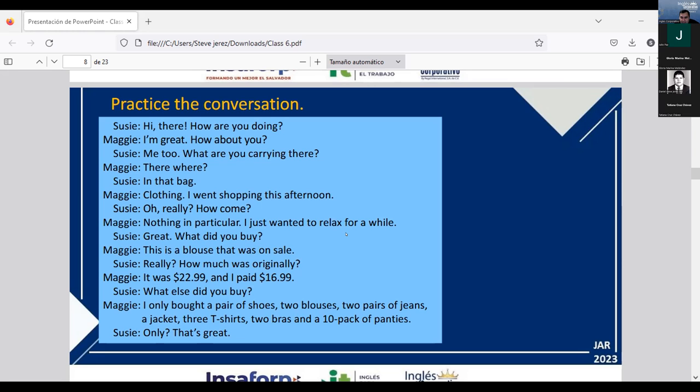Mm-hmm. Yeah, that's it. Any other question? No. Pero sí me agradó la parte que lo dio de lectura continua, teacher. I only bought a pair of shoes. Mm-hmm. Perfect. You say bought. Only bought a pair of shoes. Yes, it sounds better.